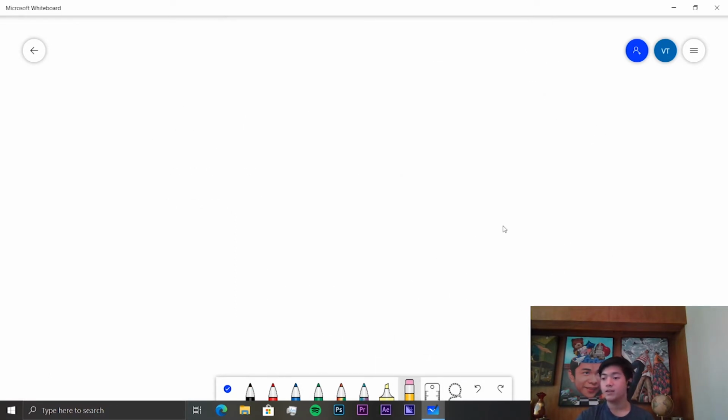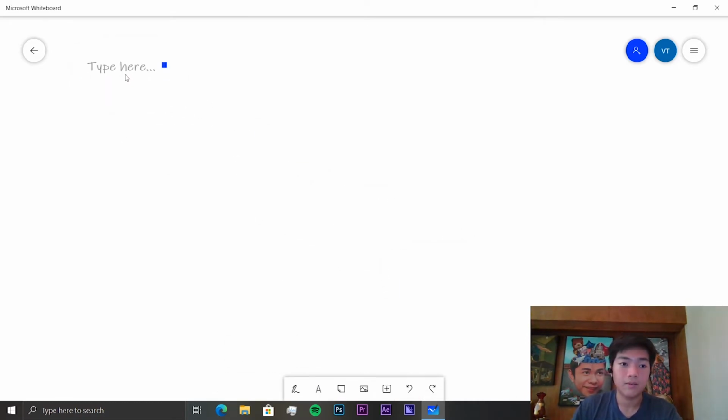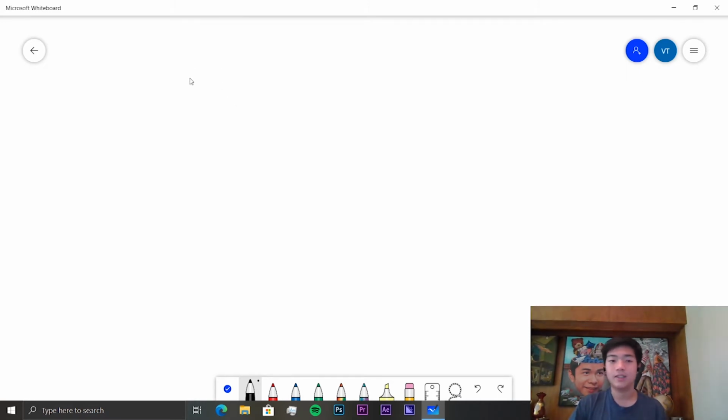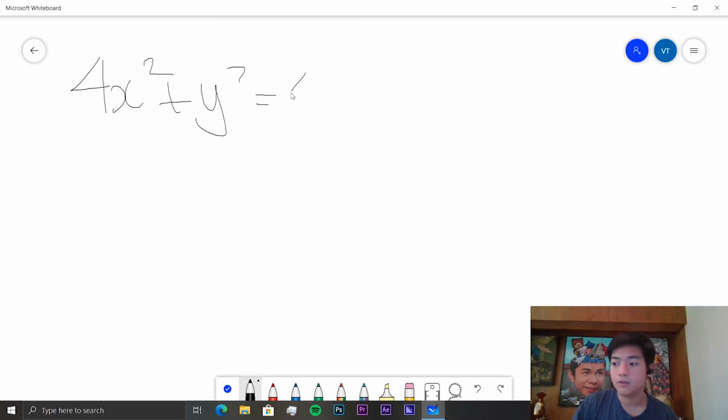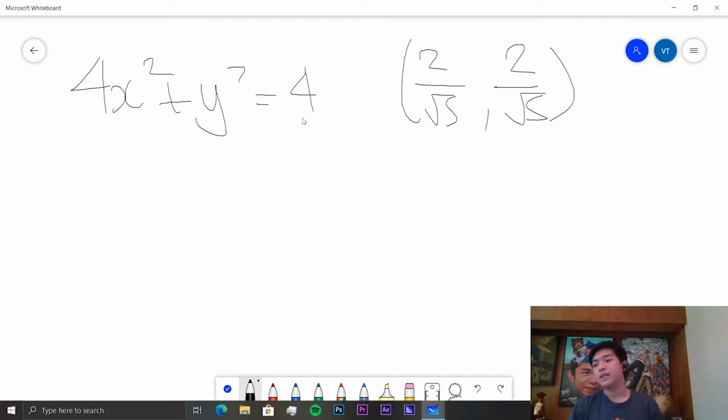Question 16, find the gradient. Okay, so it's find the gradient of the tangent to the curve 4x squared plus y squared is equal to 4 at the point 2 over square root 5, 2 over square root 5. So we need to find the gradient of the tangent. Okay, so we just need to use implicit differentiation.